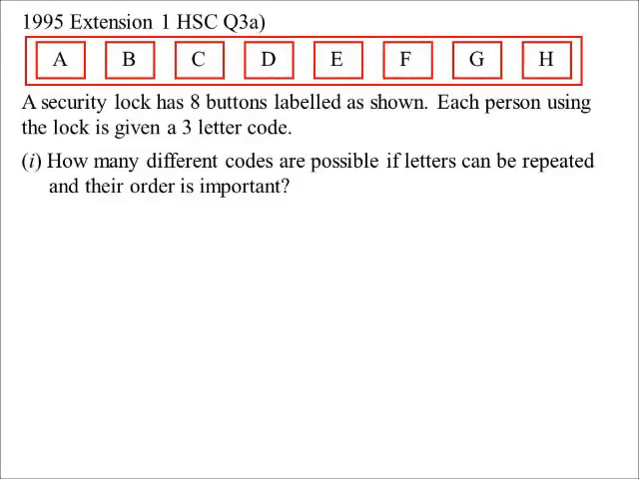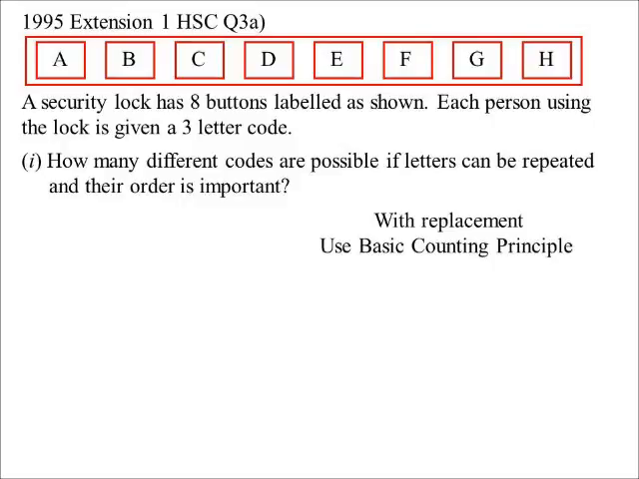Very old HSC question, but this one's good because it sort of shows how the same question can be asked a different way and get different results. So we've got like a keypad, A, B, C, D, E, F, G, H, and there's a 3-letter code. So how many different codes are possible if the letters can be repeated? So I guess it's like a pin number. We're just going to hit 3 buttons, bing, bing, bing.